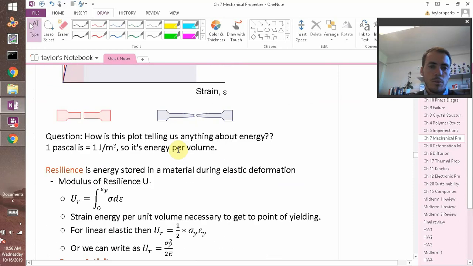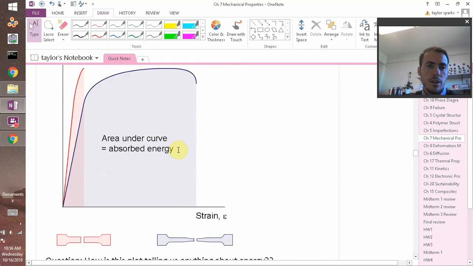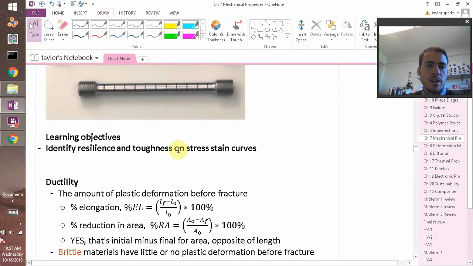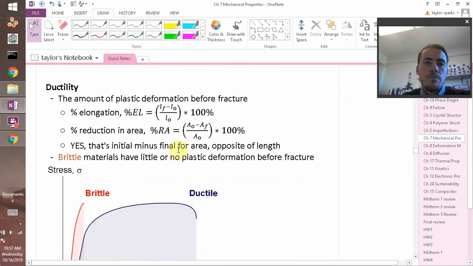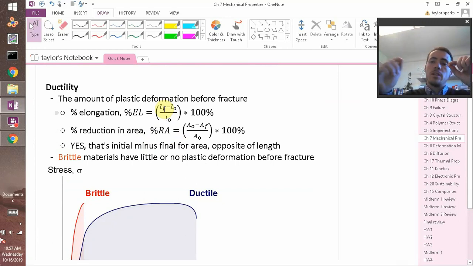Okay, a few more things before we end today. Let's talk about identifying resilience and toughness on these curves. Okay, so first off, there's ductility. The amount of plastic deformation up until fracture is what we call percent elongation or percent reduction in area. So it's literally, what is the final length? If you pull on something, it's getting longer and longer. What's the maximum length that it achieved, minus the initial length, divided by the initial. That's your percent elongation. That's a useful metric, right?